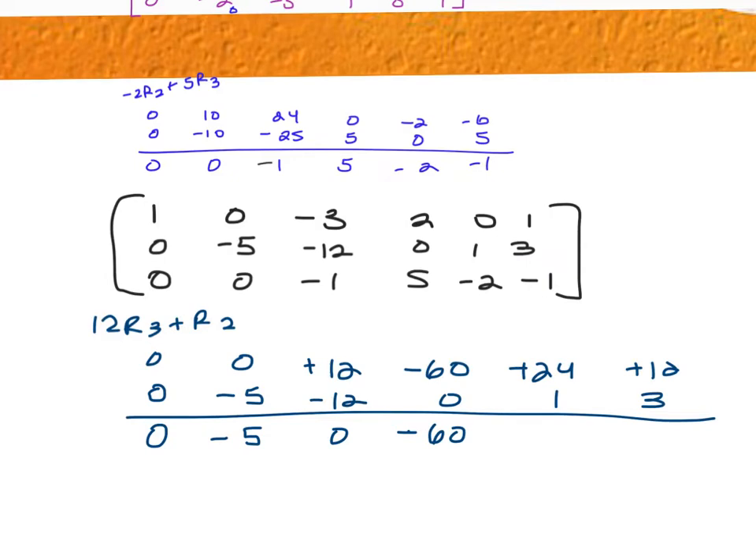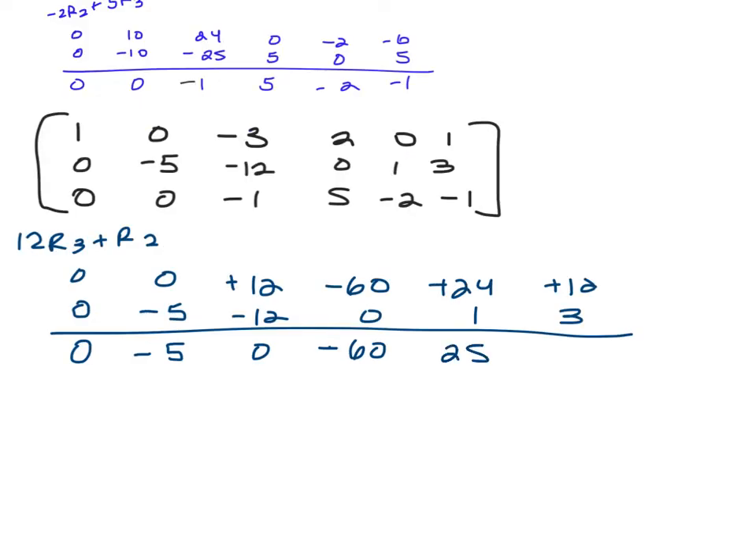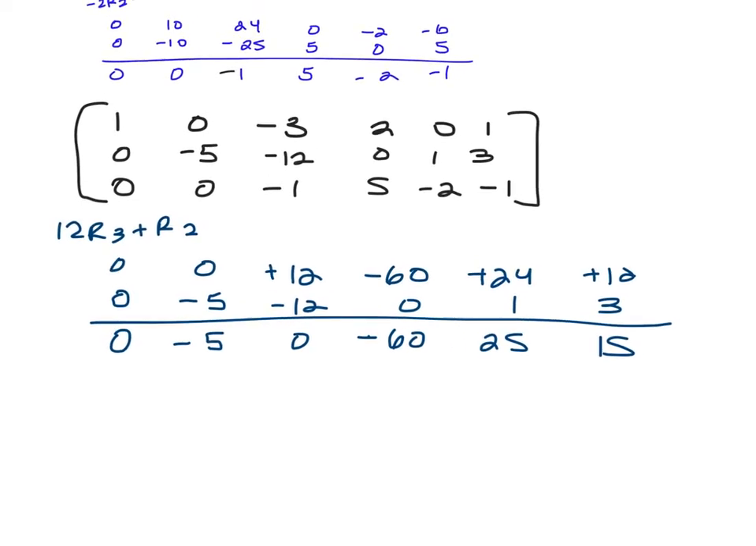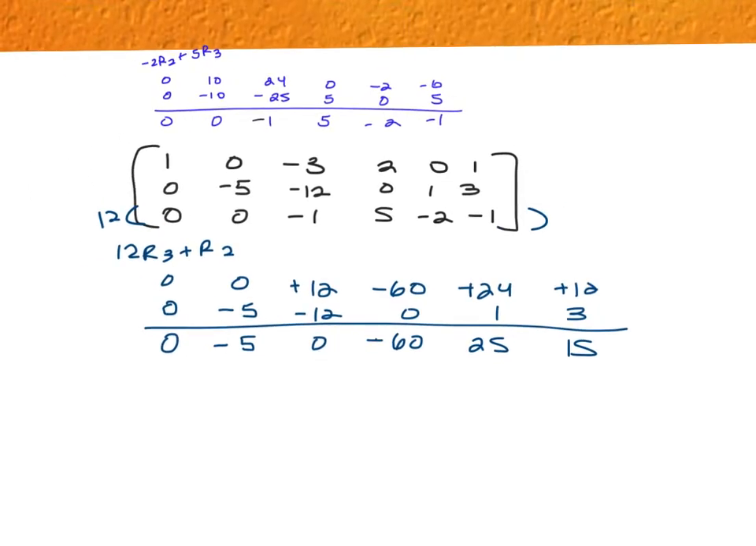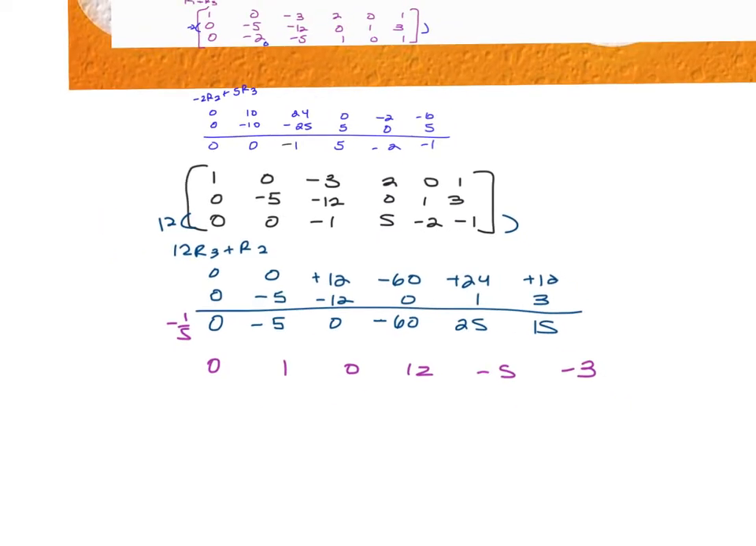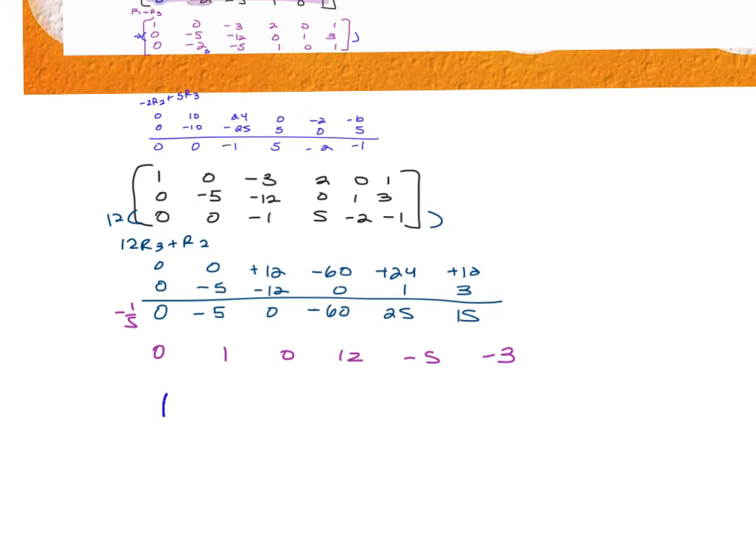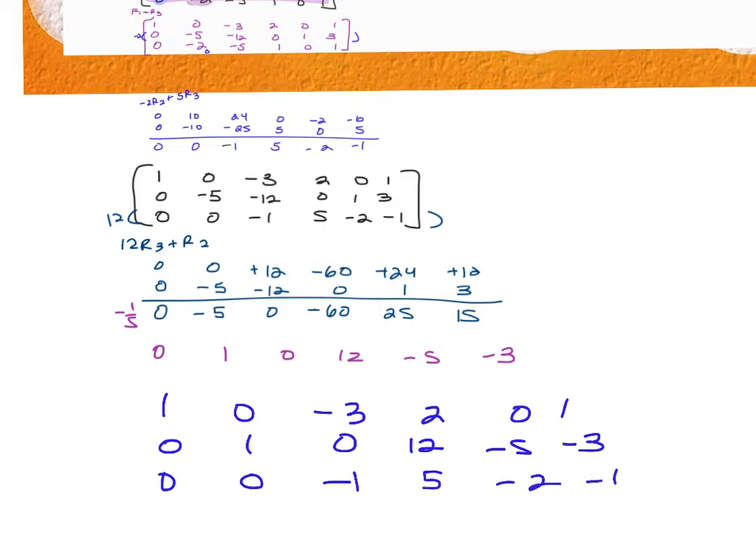Holy crippity crap. 25, 15, 60, because it's 12 times 5. I did 12 times row 3. Okay, and then I need that 5 to be a 1, so I can do negative 1/5 at this point. 0, 1, 0, 12, negative 5, negative 3. And that replaces row 2. 1, 0, negative 3, 2, 0, 1. And then 0, 0, negative 1, 5, negative 2, negative 1.